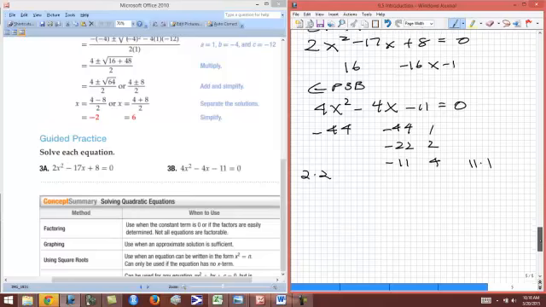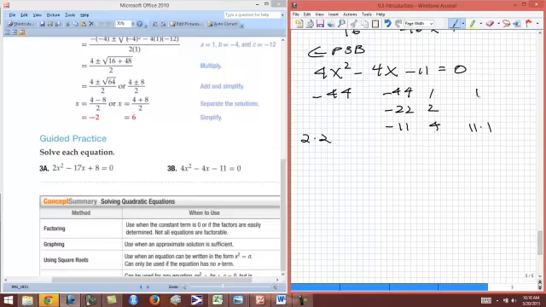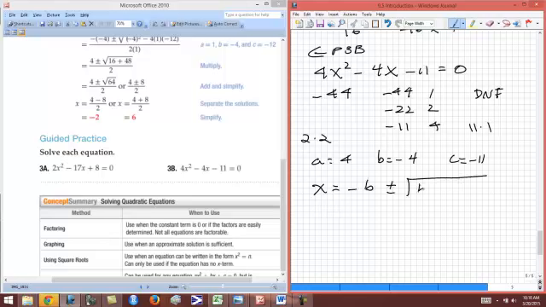So we are going to use the quadratic formula. It does not factor, or we would say it's prime. Okay? So I'm going to do A equals 4, B equals negative 4, C equals negative 11. I'm going to write out the formula. X equals minus B plus or minus the square root of B squared minus 4AC all over 2A. This is a formula you have to remember. It will not be given to you.